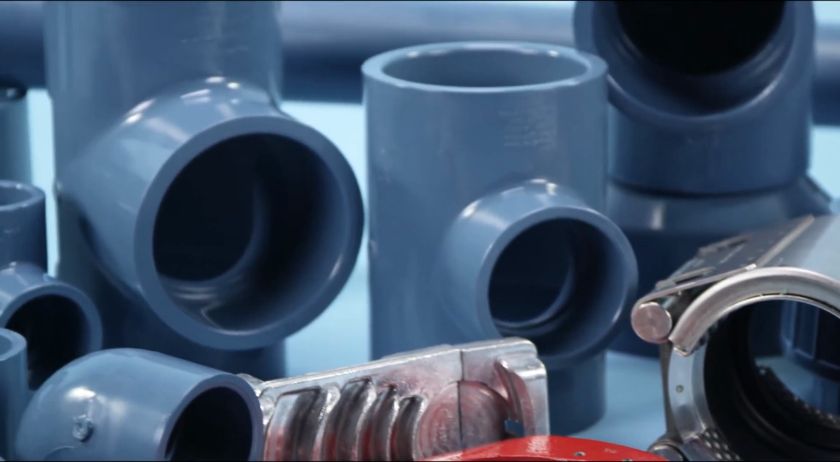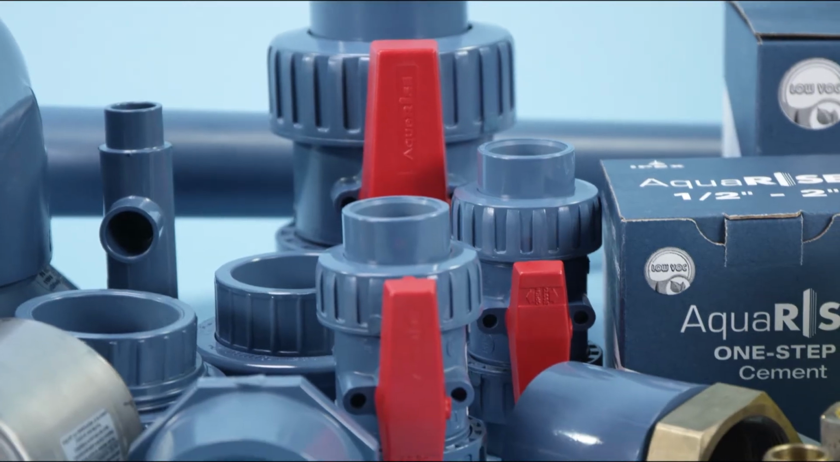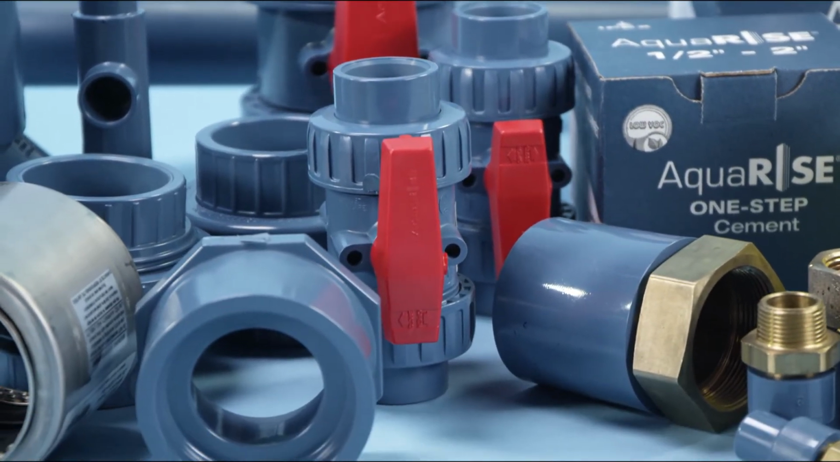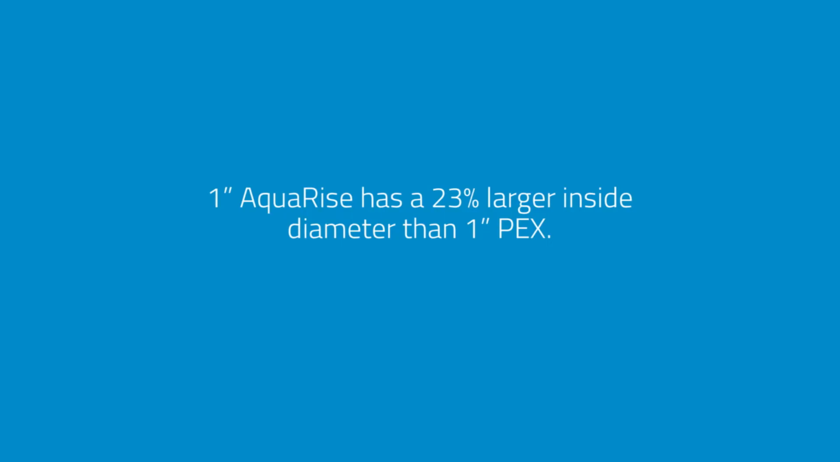In addition, it's also important to remember that the comparative volume flow capacities are proportional to the square of the inside diameters. For example, 1-inch AquaRise has a 23% larger inside diameter than 1-inch PEX. This results in a 52% larger flow area than PEX.